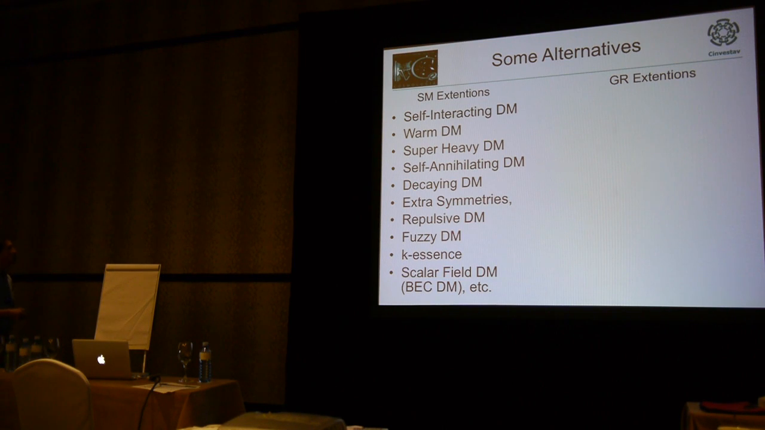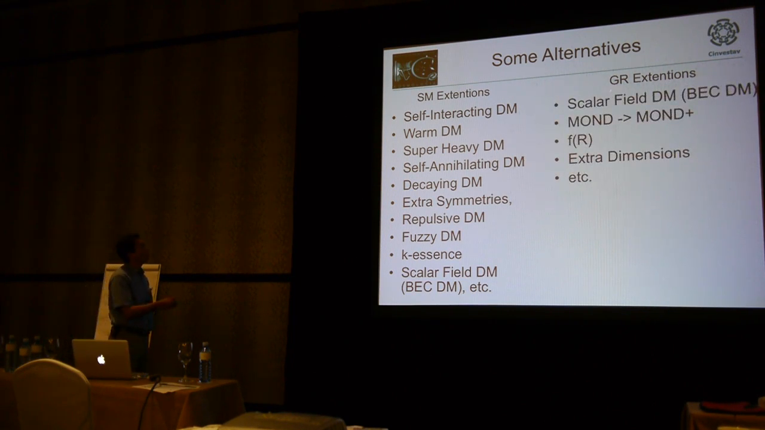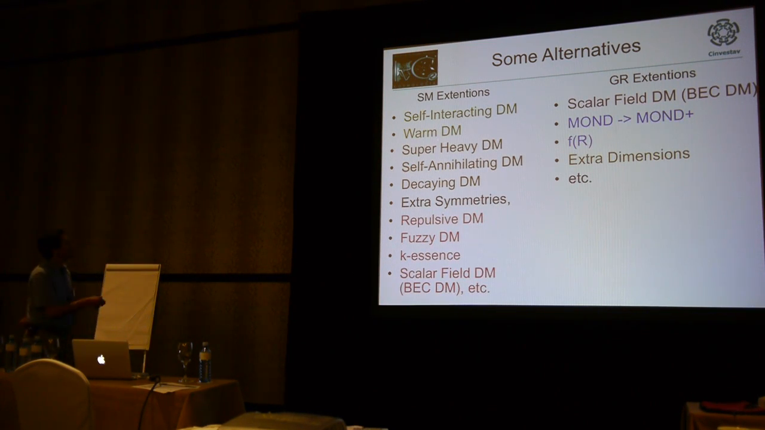Well, we are not the first. The standard model extensions are, for example, self-interacting dark matter, warm dark matter, super heavy, decaying, extra dimensions, extra symmetries, repulsive, fuzzy, scalar fields, and so on. This list is, of course, not complete. It's only an example. And from the other side, we have extensions of gravity. Again, the scalar field can appear here or here. And this is modified Newtonian dynamics. This can be seen as an extension of general relativity, f(R) theories, extra dimensions, and so on. Well, we can classify them, so I will try to go through them very shortly in these colors. I will take these two pairs, the particles and the extra dimensions.